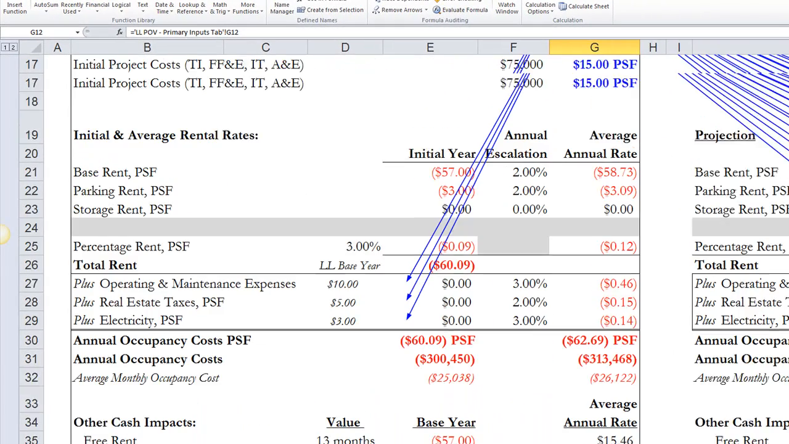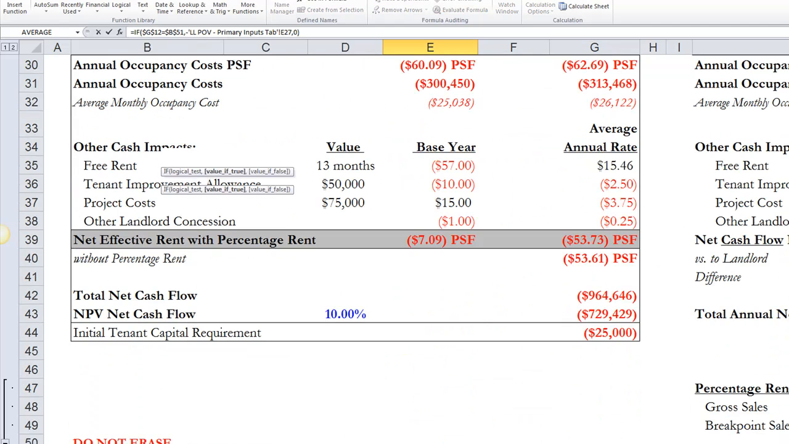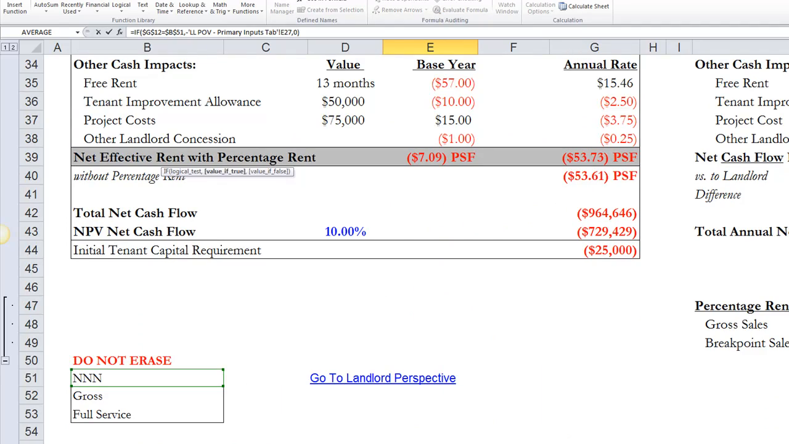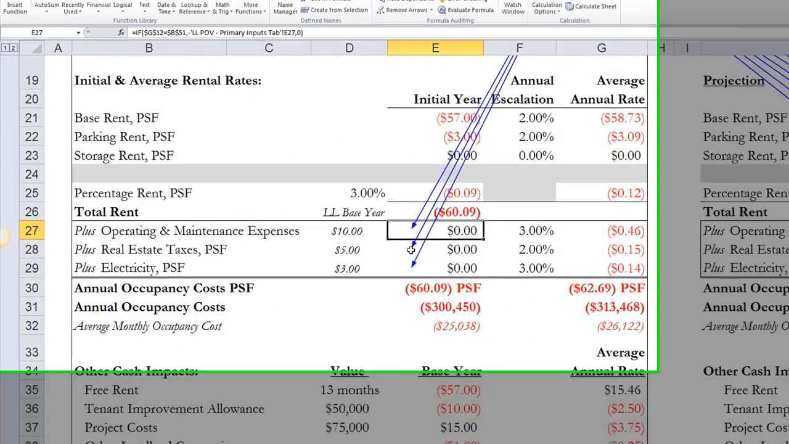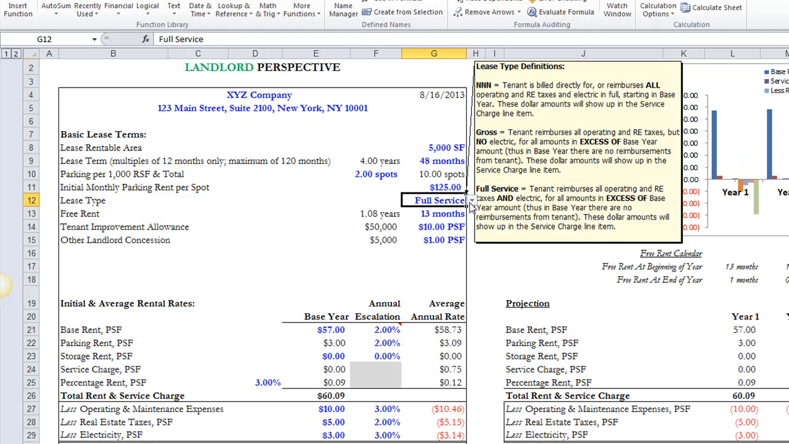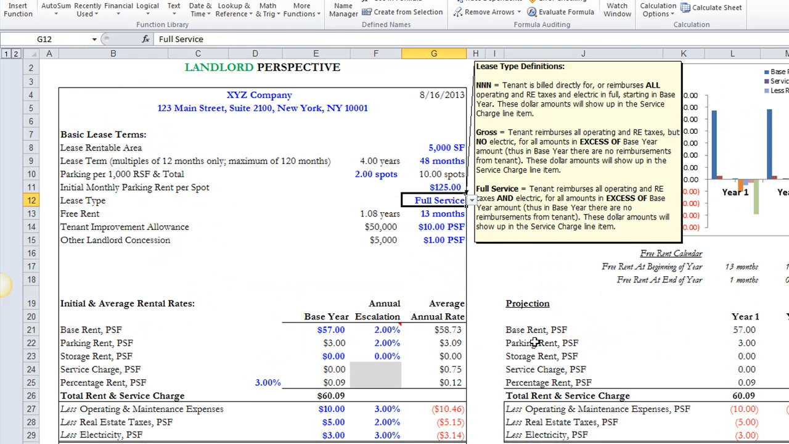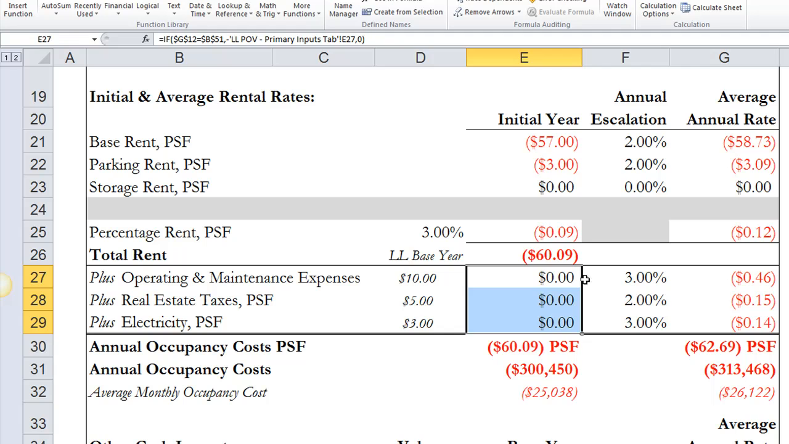Okay, and so these formulas here are basically saying if this value, the lease type, is equal to triple net, then go ahead and populate these base year amounts in here. But otherwise, don't. Okay, so let me just go to the landlord tab for 1 second and I'll change it to triple net. And now when I go back to the tenant tab, I see I do have values, in fact, that have populated here. Okay, but I'm going to undo that just to keep a consistent analysis going for a full service situation.